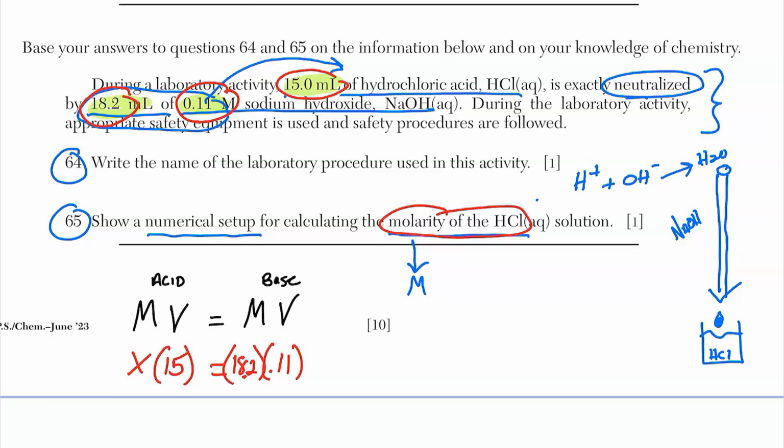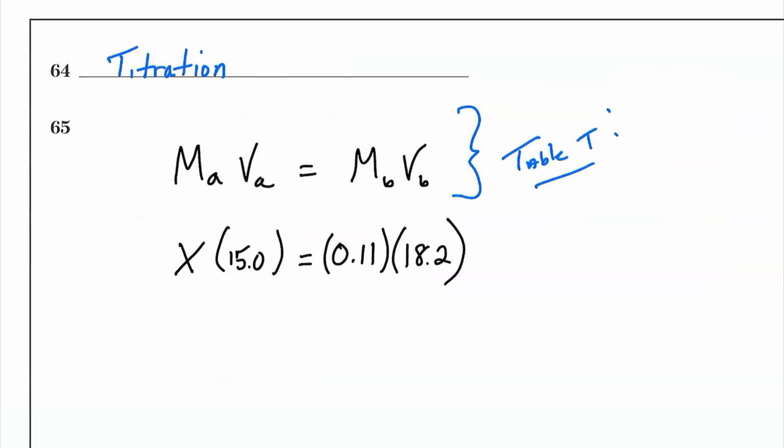I'm just going to plug that in. In fact, they're not looking for an answer. They just want a setup. You could solve for it. It wouldn't be wrong. Let's put it into the booklet of fun. There it is. M of A, V of A equals M of B, V of B. MV of the acid equals MV of the base. We're just plugging into what they just gave us.